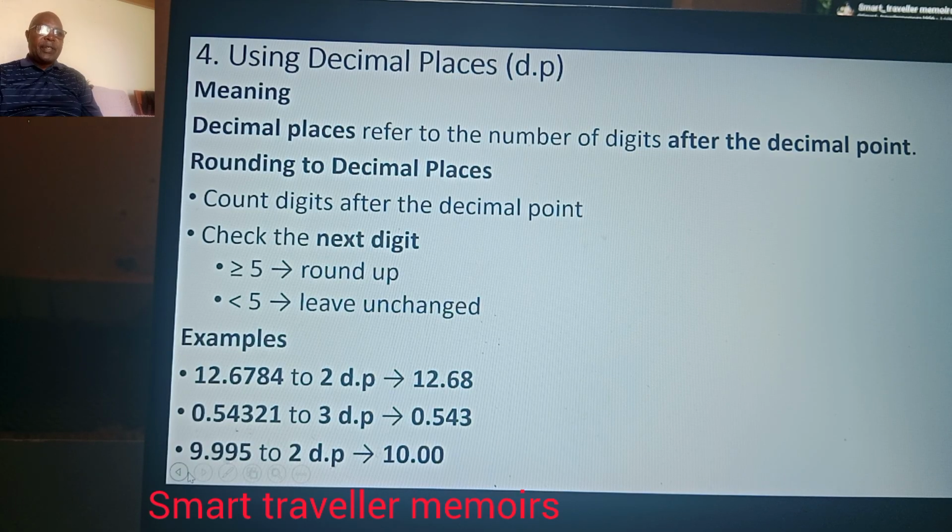0.54321 to 3 decimal places is 0.543. So we just leave this unchanged because the next digit is 2 and it is less than 5. 9.995 to 2 decimal places is 10.00. All right, in this case, the 0 after 1 is significant, but the other two zeros are not significant.